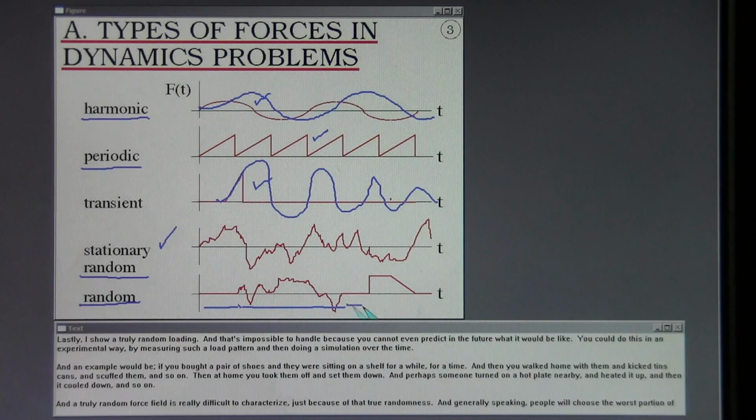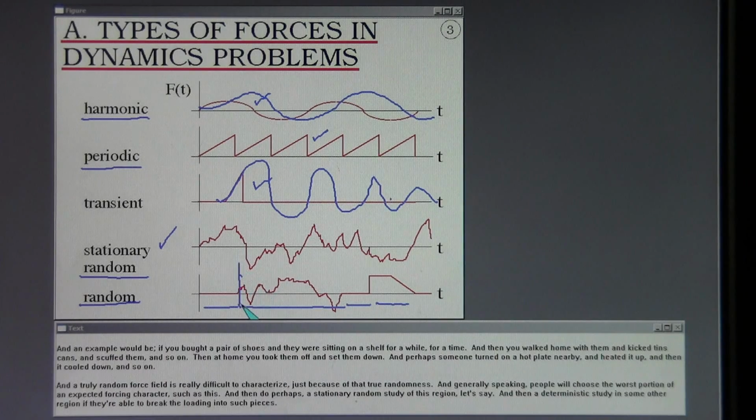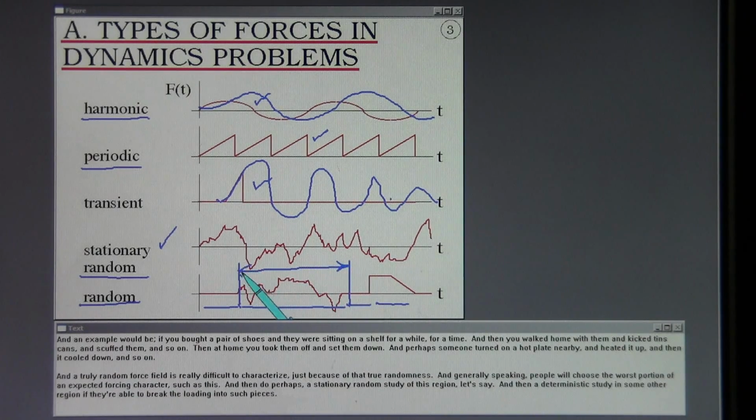Then at home you took them off and set them down, and perhaps someone turned on a hot plate nearby and heated it up, and then it cooled down, and so on. And a truly random force field is really difficult to characterize just because of that true randomness. Generally speaking, people will choose the worst portion of an expected forcing character such as this, and then do perhaps a stationary random study of this region, let's say, and then a deterministic study in some other region if they're able to break the loading into such pieces.